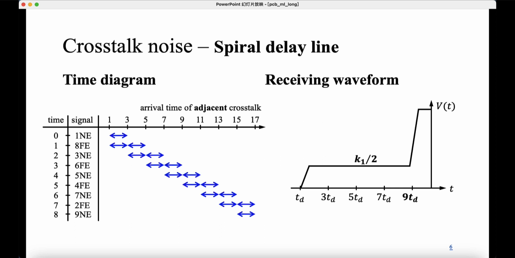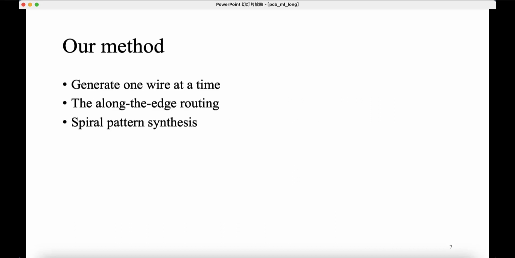Still, these pulses reach the receiver at various time intervals. In other words, the crosstalk is accumulated asynchronously and spread over time ahead of the main signal. In particular, the magnitude of the crosstalk noise in the receiving waveform constantly stays at k1/2. Consequently, regardless of the number of delay line segments, the erroneous logic gate triggering does not occur as long as k1/2 is smaller than the voltage threshold at the receiving end.